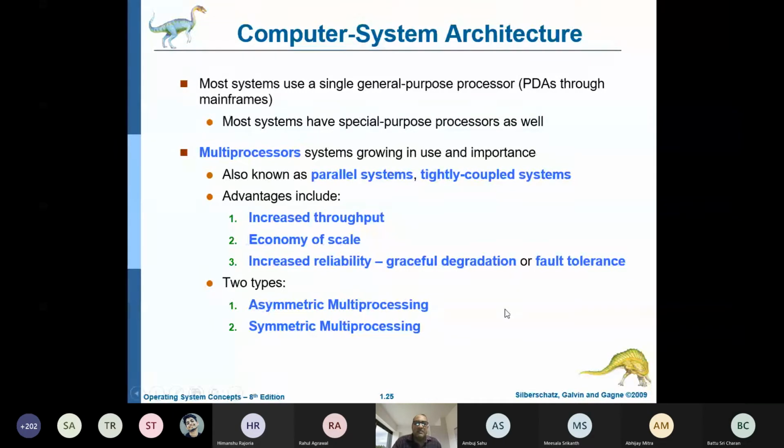So the relation between the processors in asymmetric multiprocessing is a kind of master and slave thing. The master will coordinate the different processors, assign the jobs, look at the status of the processing, and all those things will be done by the master in asymmetric multiprocessing.